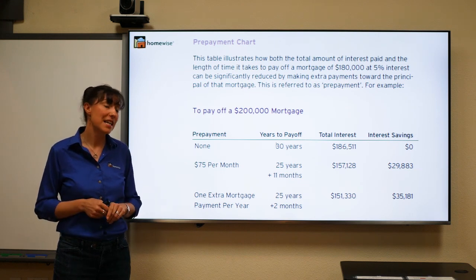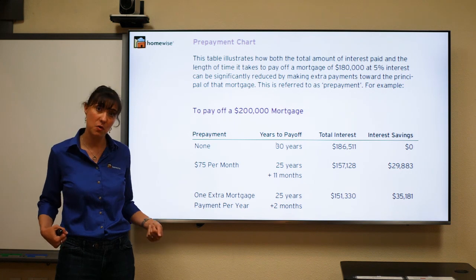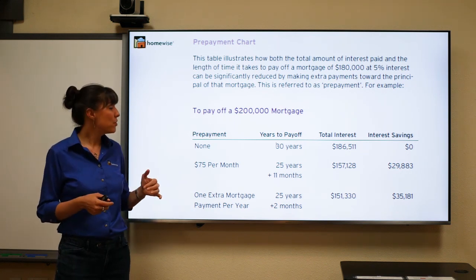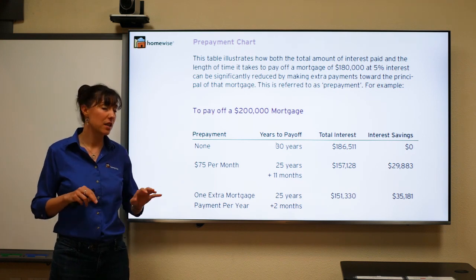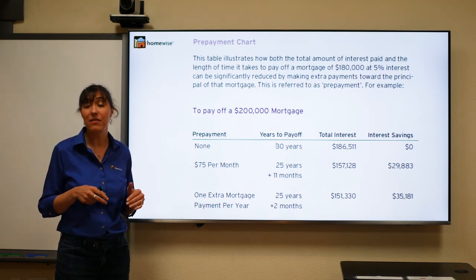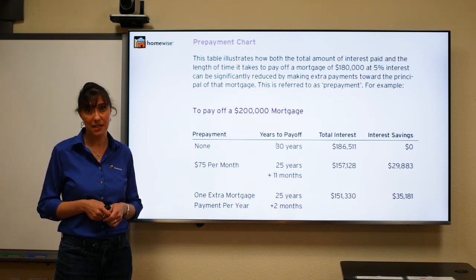Now, keep in mind that this interest savings is not money that's coming to me, but it's money that's never leaving my account. If you can't do the extra $75 a month, no problem. If you can't do the extra one mortgage payment a year, no problem. Even $5 a month will have a great impact over time, so don't hesitate.